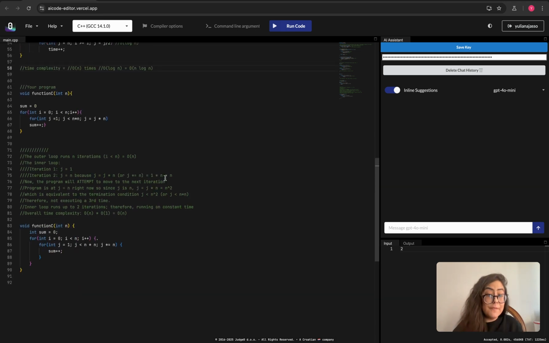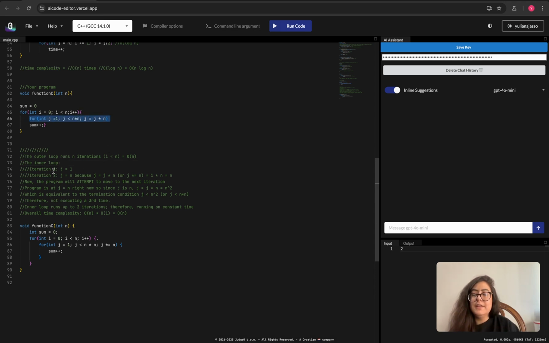So now we have your program. This one's more complicated. Let's start with the outer loop. Easy, right? That's what we've been talking about the whole time in this video. The outer loop runs in n iterations because i goes through every element in n. So we get O(n). Now the inner loop is more complicated.